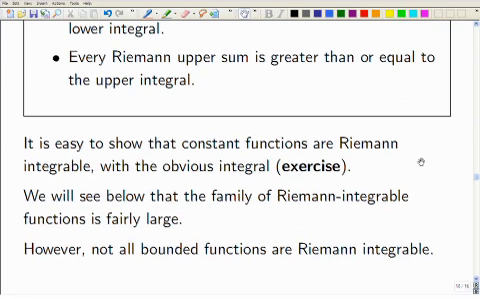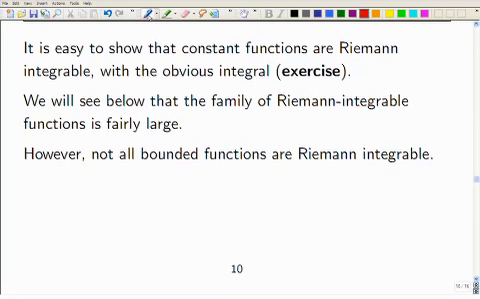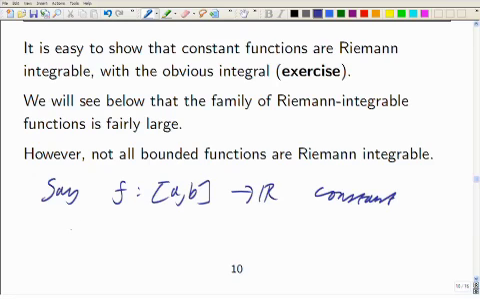I'll draw a little sketch to show you why constant functions are Riemann integrable. When you take a constant function on an interval, all of the rectangular estimates are exact. So suppose you've got a constant function. I'll point out what's going on with these integrals. Actually, before we lose it, let me note that, as I said, there are an awful lot of Riemann integrable functions, but we're going to see in a moment that there are some bad ones around.